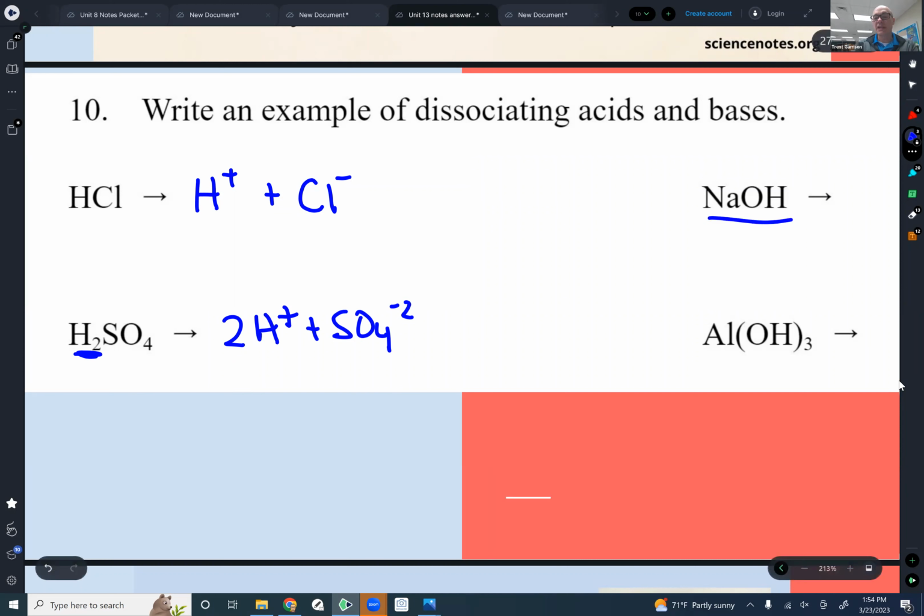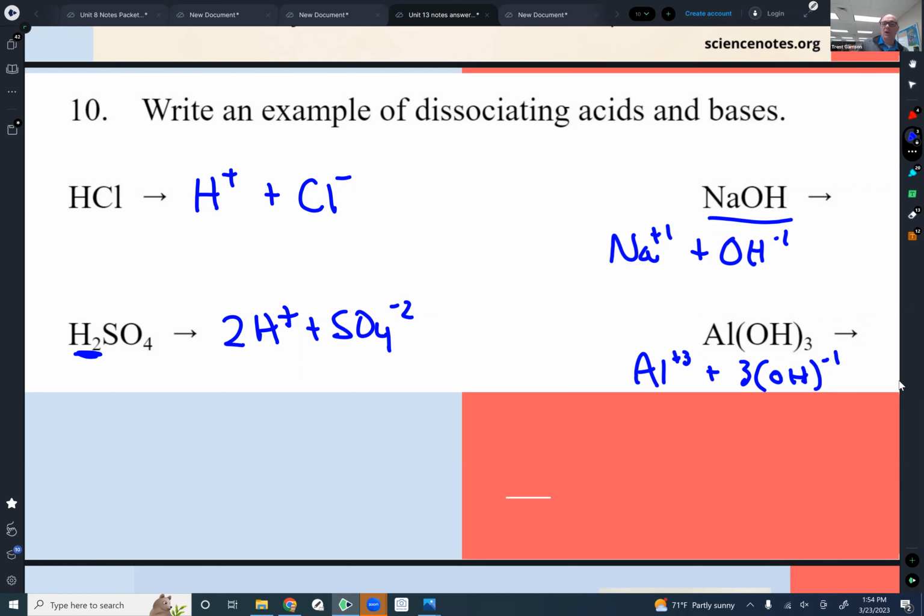Now, for the bases, same thing. It will break apart into an ion that is positive and an ion that is negative. The aluminum hydroxide breaks apart into a +3 and it breaks apart into 3 OHs that are negative.